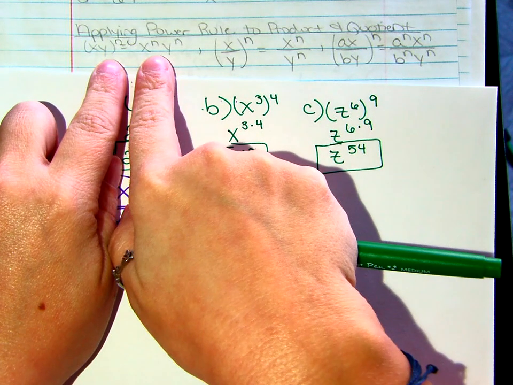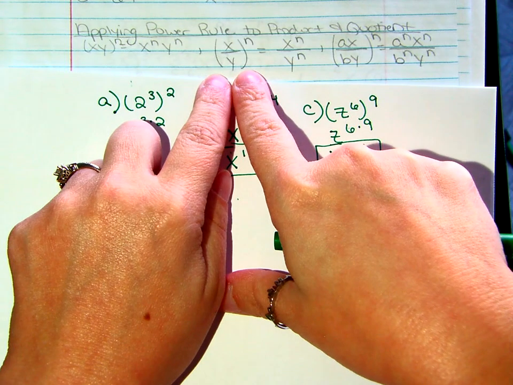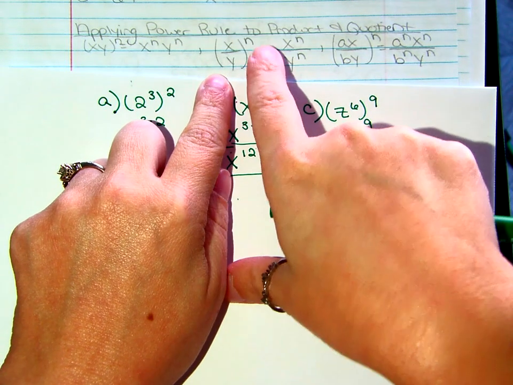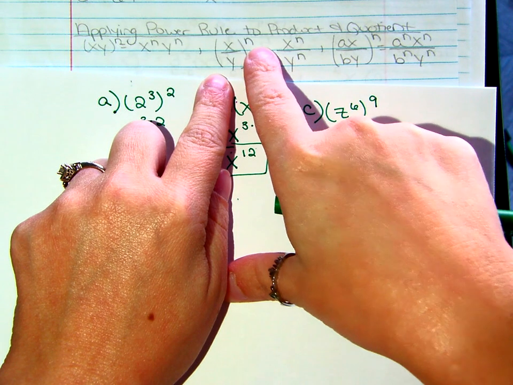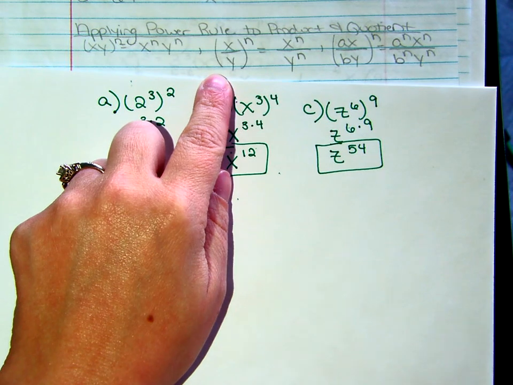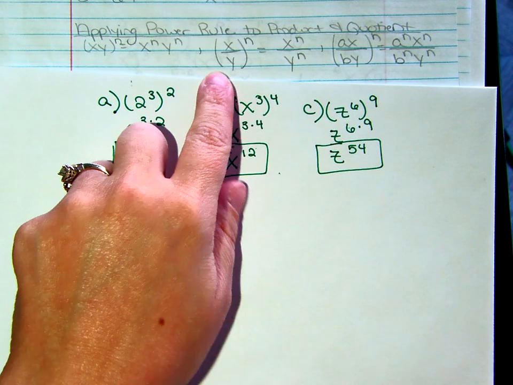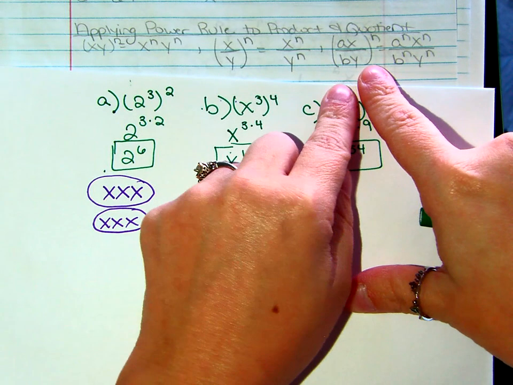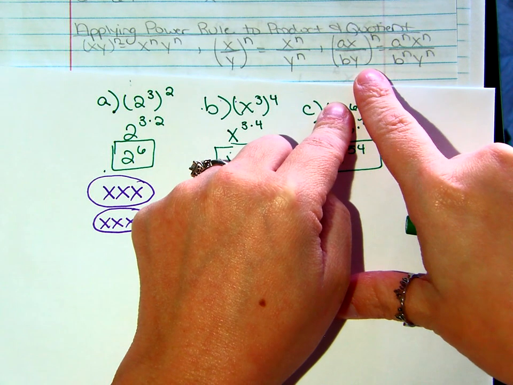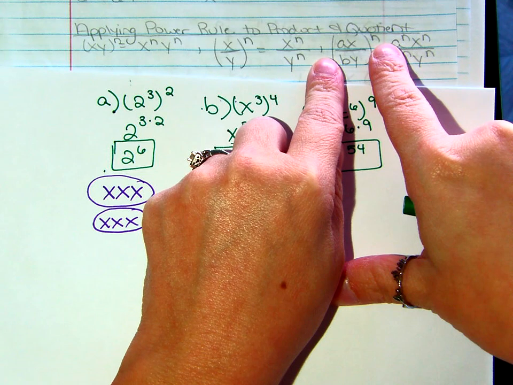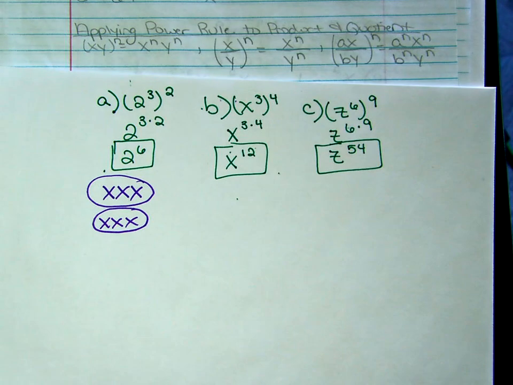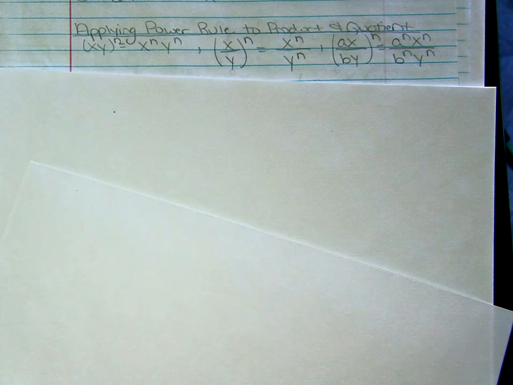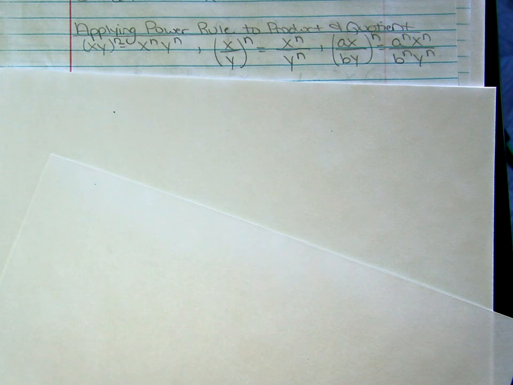The same thing's true if we have a quotient, if we have an x over y raised to the something's power. We can distribute that power to each term, the top term and the bottom term. And then we can have a combination of both, where we have actually 2 terms on top and 2 terms on bottom. All of that's being raised to some exponent. We can distribute that exponent inside to everything. So that's not really a new rule. That's why it doesn't have a new name or anything. It's just applying the power rule to our products and our quotients.